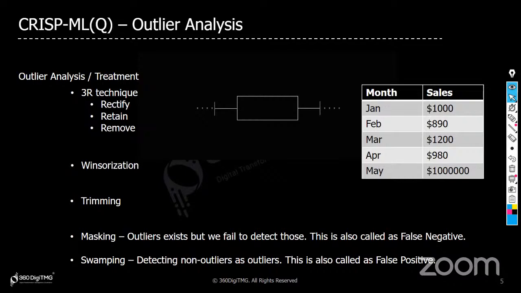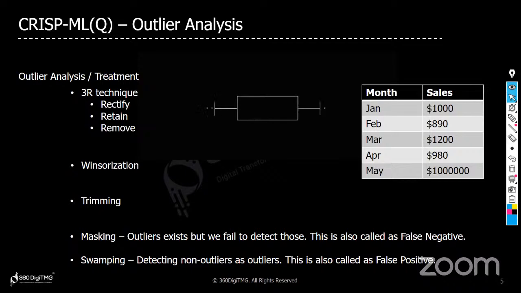So why does swamping happen? Because we don't have proper knowledge, we may consider non-outliers as outliers as well, or because of some oversight; there may be a lot of reasons. So these are the different topics present under outlier analysis. If you have outliers present in your data, you can go for rectifying them, retaining them, or removing them. You can use the percentile with the help of Winsorization and replace those values, and we can use the alpha percentage and trim those values using trimming.